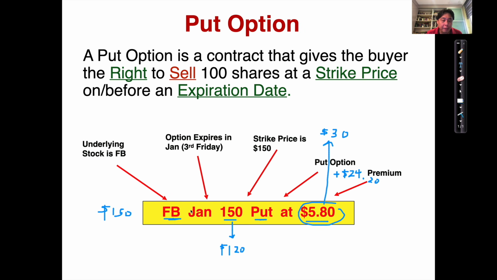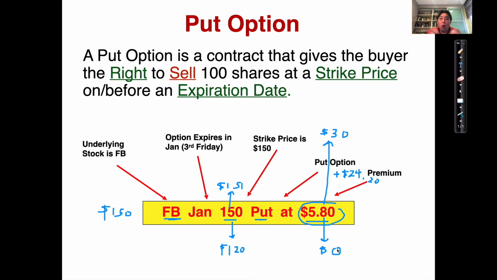Now, what happens if Facebook goes up instead? It goes up to $151, and by expiration, it stays at 151. What happens to the put option now? Now you're not too happy, right? Because you bought the put option and you have the right to sell the shares at 150. But now the shares are at 151. So this put option becomes pretty worthless. So at expiration, the put option would become worthless.